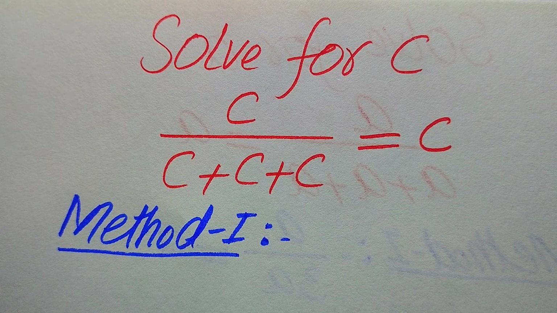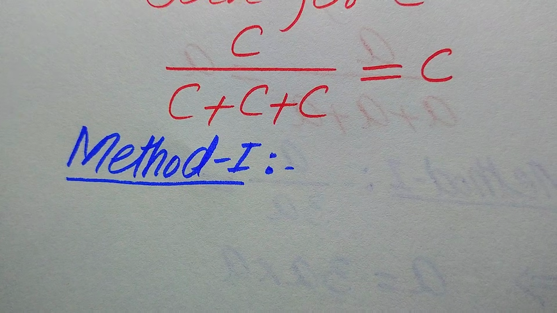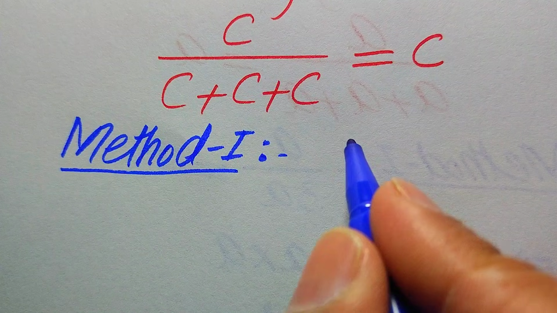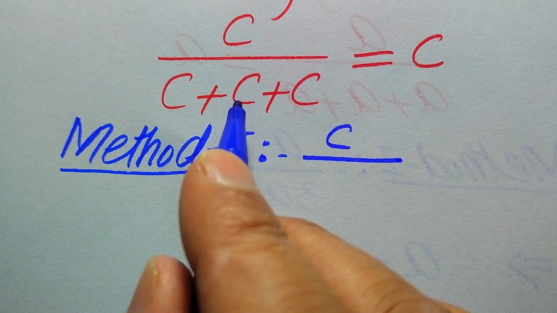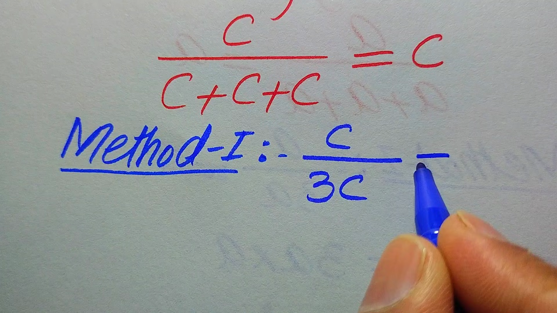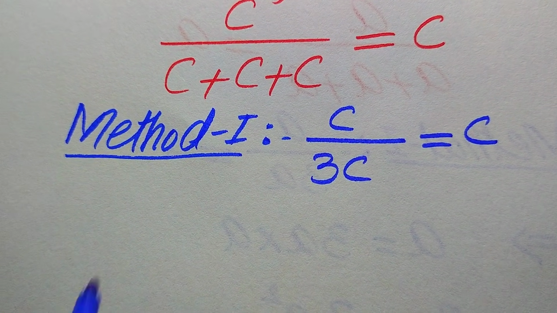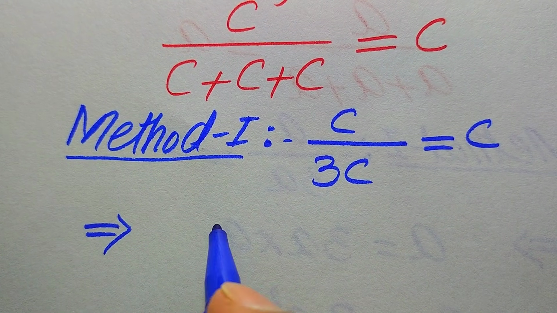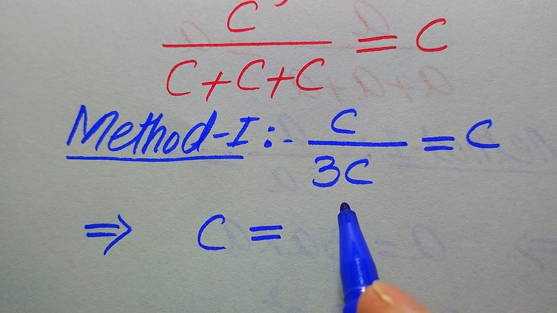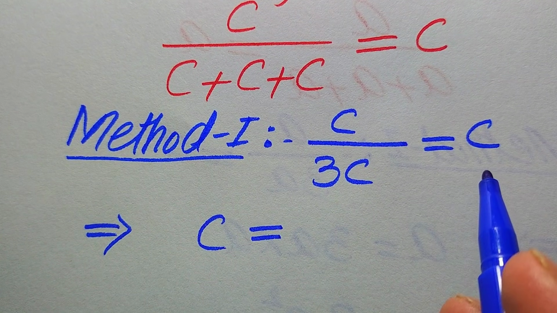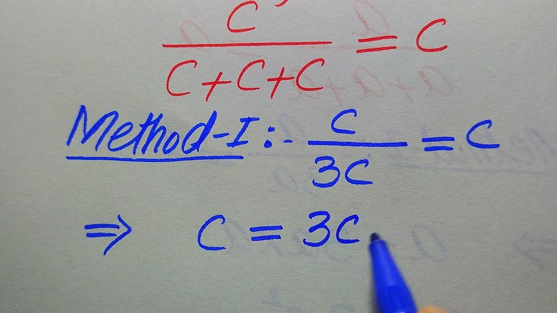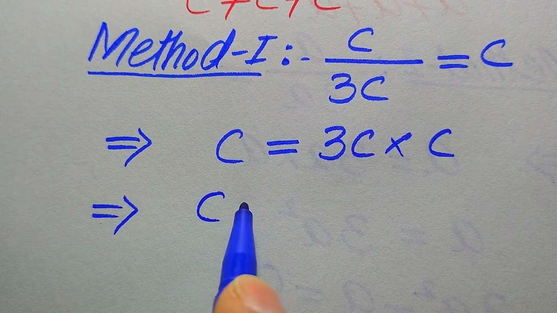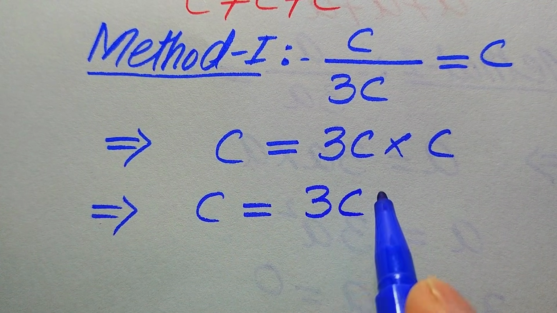Now we move towards the solution of this problem from the first method. In the first method, you see these three like terms are added to each other. So it will be written as c divided by c plus c plus c becomes 3 times c, and this whole equation is equal to 0. In the next step, we move this 3c from the left hand side to the right hand side, and it becomes c is equal to 3c divided by c. When we move it to the right hand side, it is multiplied by this c, and it becomes 3c multiplied by c. Further, in the next step, we have c is equal to 3c multiplied by c.